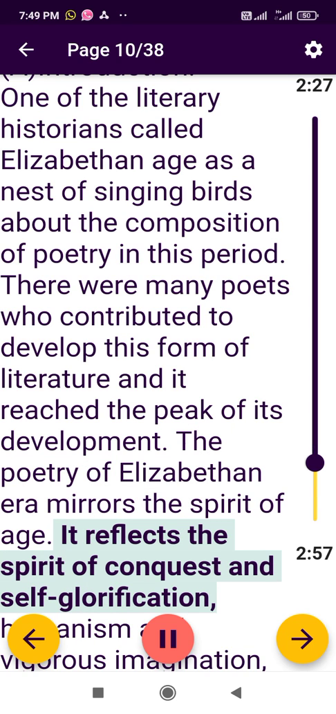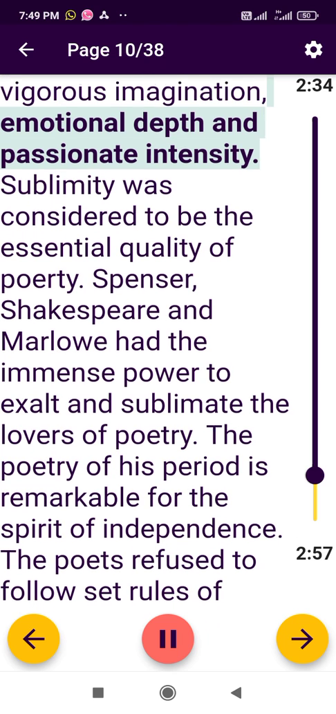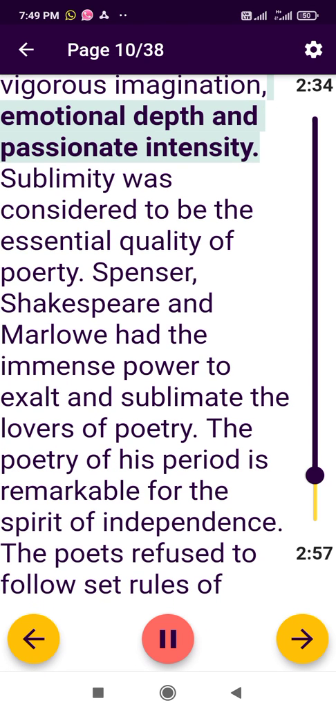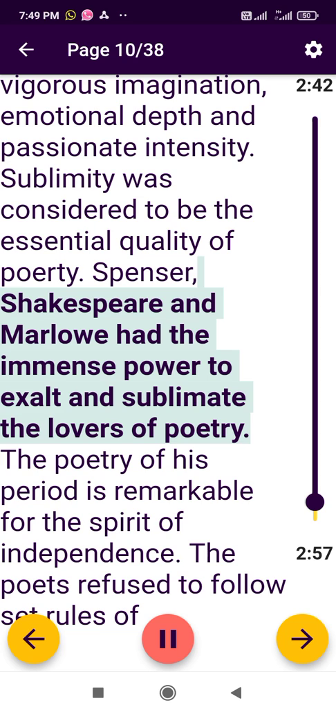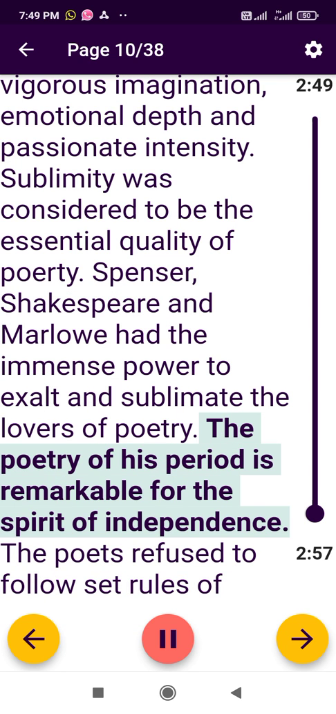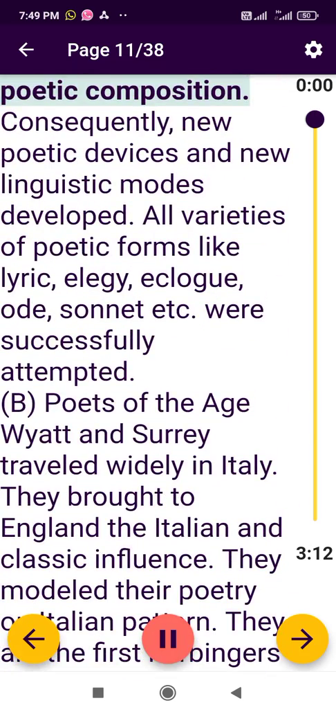It reflects the spirit of conquest and self-glorification, humanism and vigorous imagination, emotional depth and passionate intensity. Sublimity was considered to be the essential quality of poetry. Spenser, Shakespeare and Marlowe had the immense power to exalt and sublimate the lovers of poetry. The poetry of this period is remarkable for the spirit of independence. The poets refused to follow set rules of poetic composition.